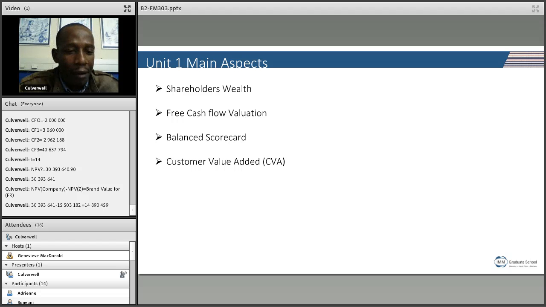So we have done 4 and 5, which were units we never looked at when we were preparing you guys for the assignment. And then just a quick overview of the other 3. The main aspects of unit 1: you need to know what we refer to as shareholders' wealth. Define it. It is the value that shareholders have. It is indicated in the market share price and also the expected receipts in dividends. The free cash flow valuation, the balanced scorecard, and the customer value added.